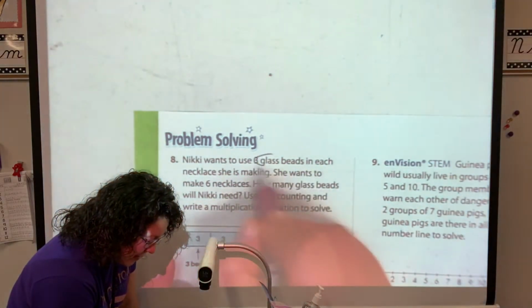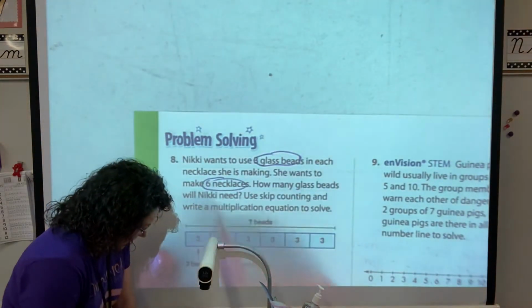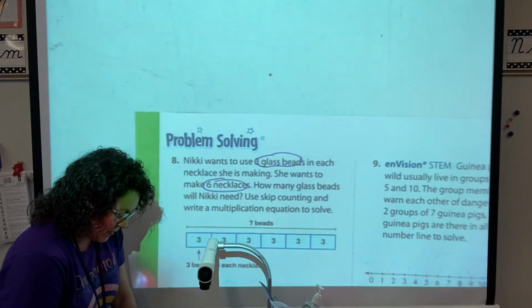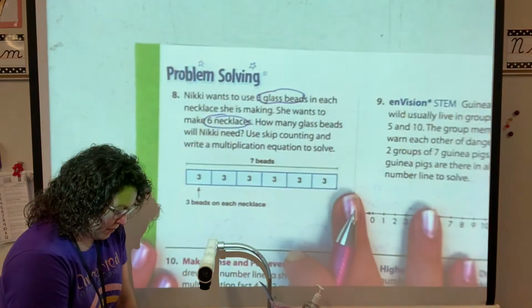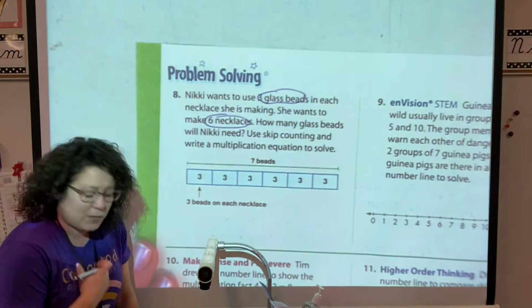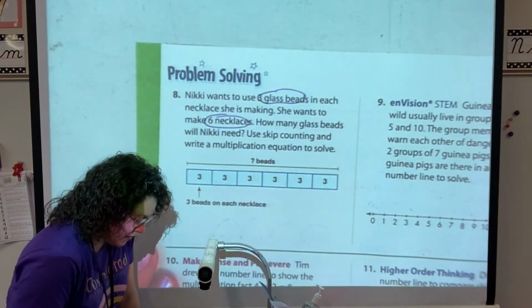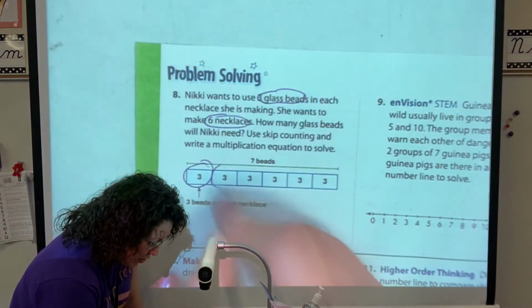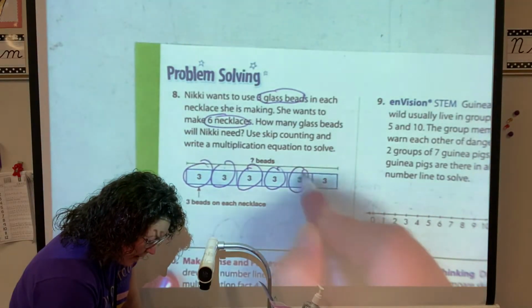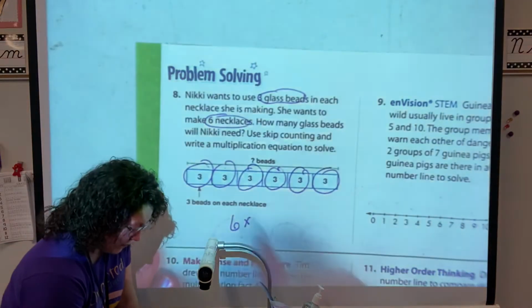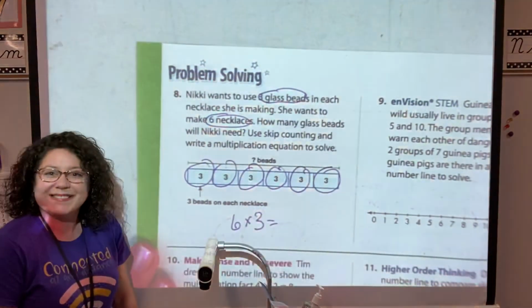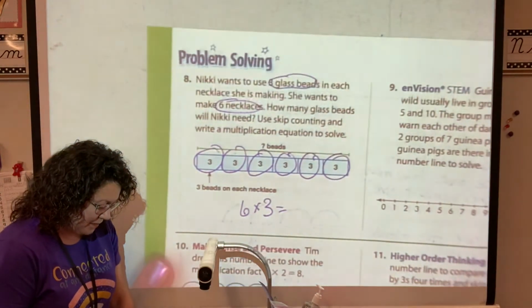So we've got 3 glass beads and she wants 6 necklaces. So how many groups would there be? 3 groups or 6 groups? 6 groups, because a necklace would be like a group that has the beads on it. So that's why there's 1, 2, 3, 4, 5, 6 groups. And what's in each group? 3. Not too bad, huh?